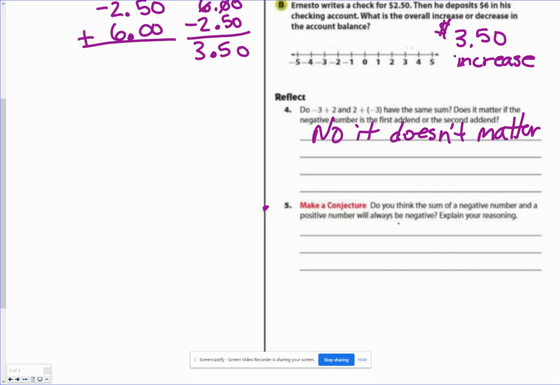Number 5 down there. Do you think the sum of a negative number and a positive number will always be negative? So if I add a negative and a positive, will it always be negative? No, it will not. Let's give an example. What do I mean? If I add a negative and a positive, I'm just going to do 10 plus a negative 5. Is that going to be a positive or a negative? That's going to be a positive 5 because there's more positives. So it's not always going to be negative when adding.